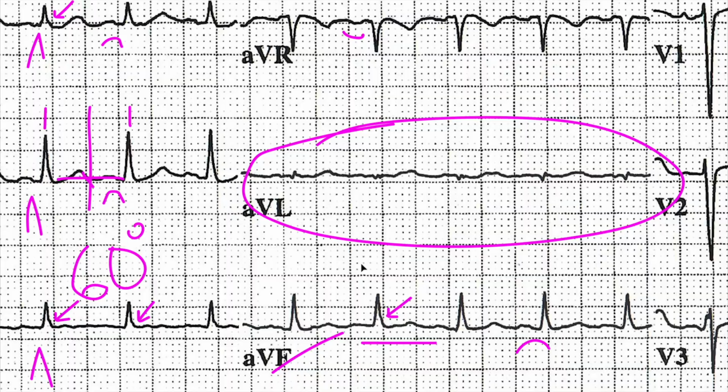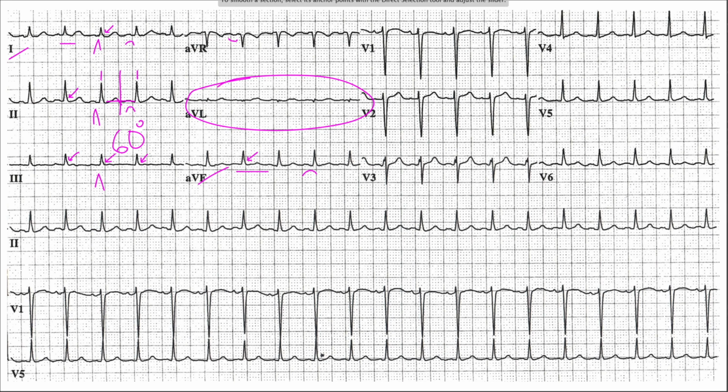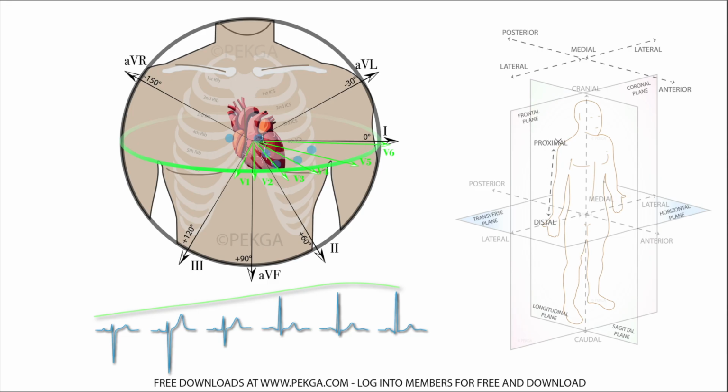Okay, now I'm going to switch gears and switch planes. We're going to go from the frontal plane into the horizontal or transverse plane, so from the Einthoven triangle into the precordial leads, where we're going to be taking a look at the R wave progression. You're looking at where the QRS switches from predominantly negative to predominantly positive. It should be happening somewhere between lead V3 and V4. Lead V1, V2, V3, V4, 5, 6, right? Let's see if that is indeed happening.